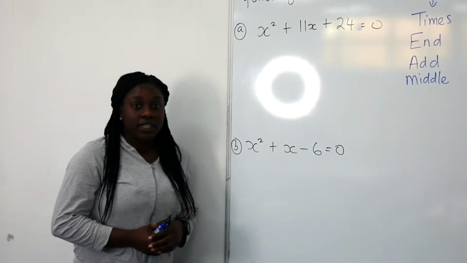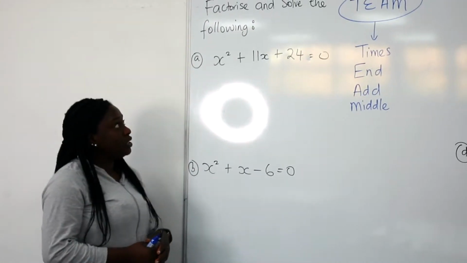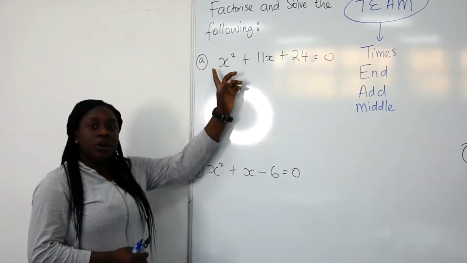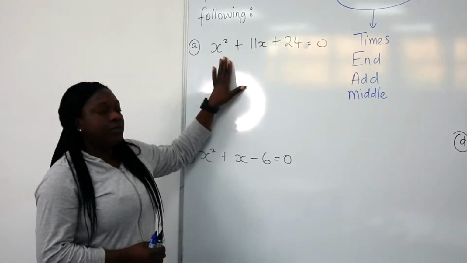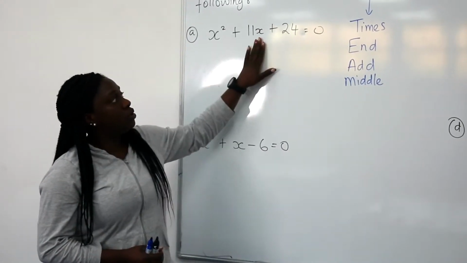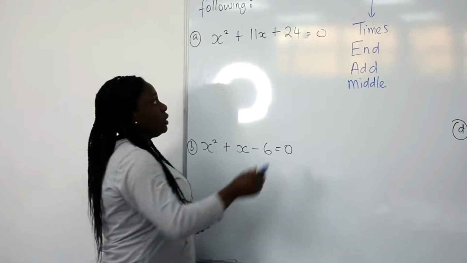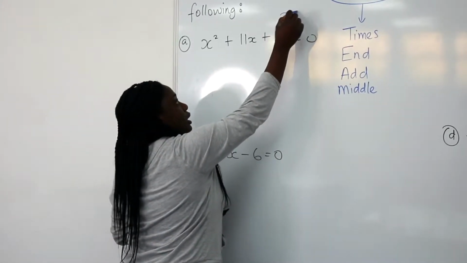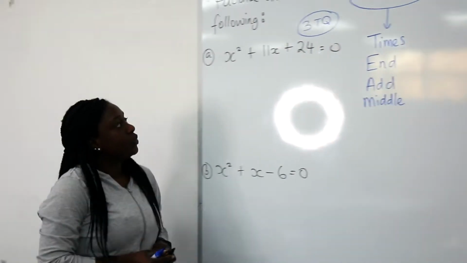Today we're going to be factorising and solving quadratics. Quadratic equations are normally equations that have the little square on the x's, okay? But we call this kind of quadratic equation a three-term quadratic. 1, 2, 3. Three-term quadratic. Sometimes we refer to them as a 3TQ, which is the same as saying three-term quadratic.